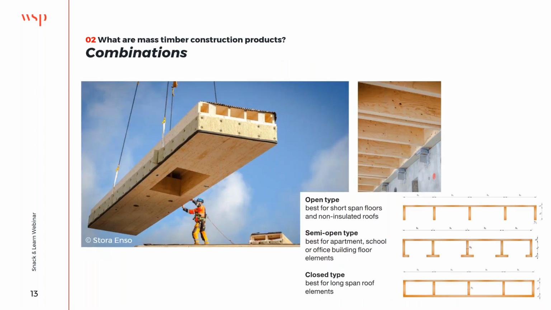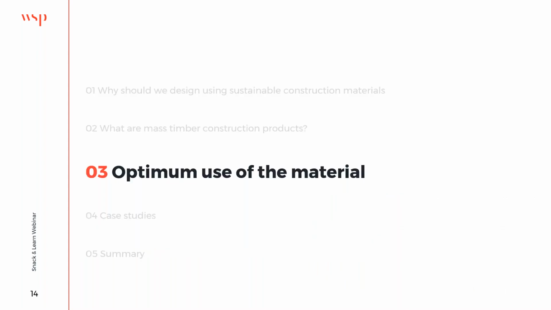And then you get combinations of those products. So you can get ribbed panels which span further, for example, than standard CLT slabs. As well as that, they give the opportunity to service within the voids of those elements. So that was that. And then what's the optimum use of the material? Where are we seeing the optimum use?